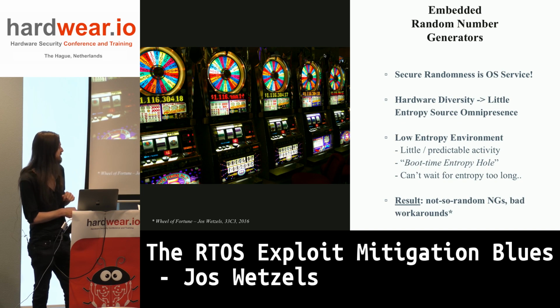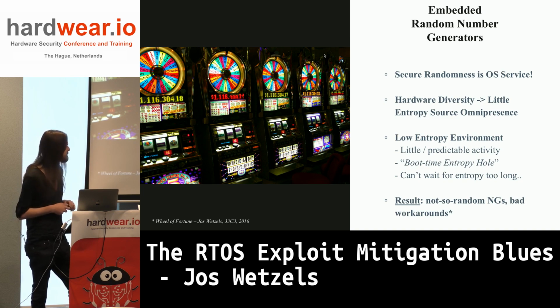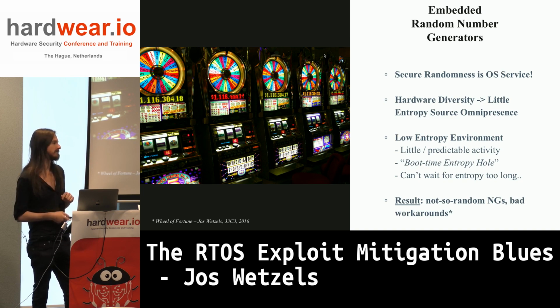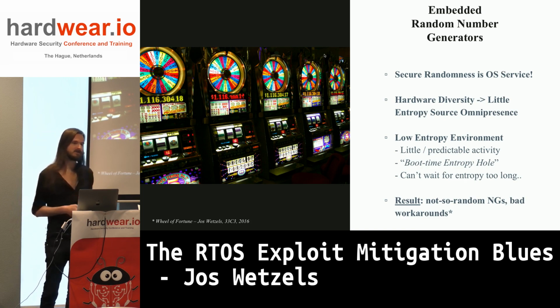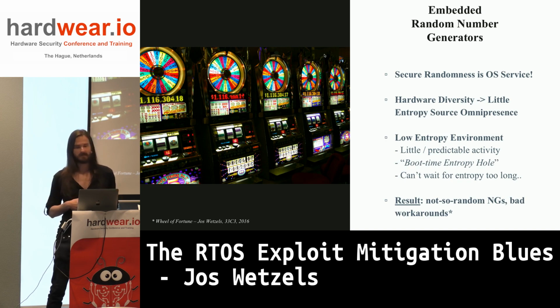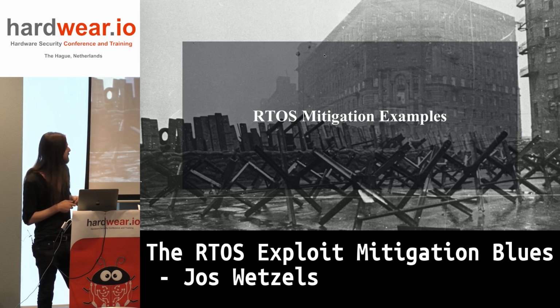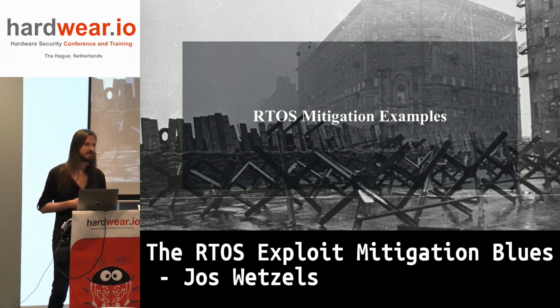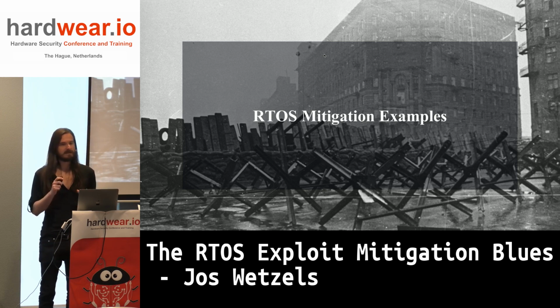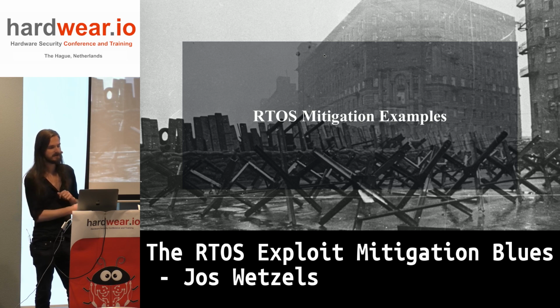And the result is that you see a lot of not-so-random number generators in the embedded world, or very bad workarounds. And for some more details on that, I refer to my talk at last year's CCC, where I discussed some examples of this. So now I'd like to focus on some mitigation examples from real-world real-time operating systems and how some of the downsides of their implementations relate back to these challenges I discussed.